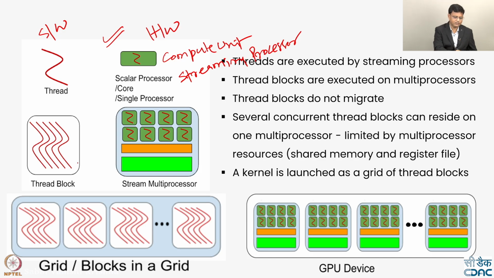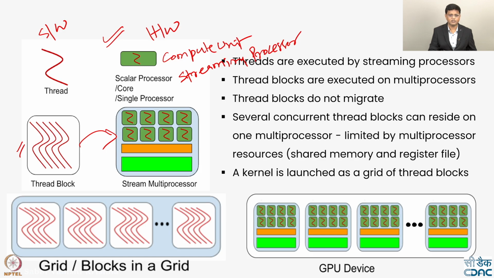Next one is, you can see this is a thread block. A thread block is nothing but a group of threads, or the arrangement of threads in a block, and this thread block is basically mapped on the SM. You know that SM is a streaming multiprocessor, or in other words, a streaming multiprocessor consists of multiple streaming processors.